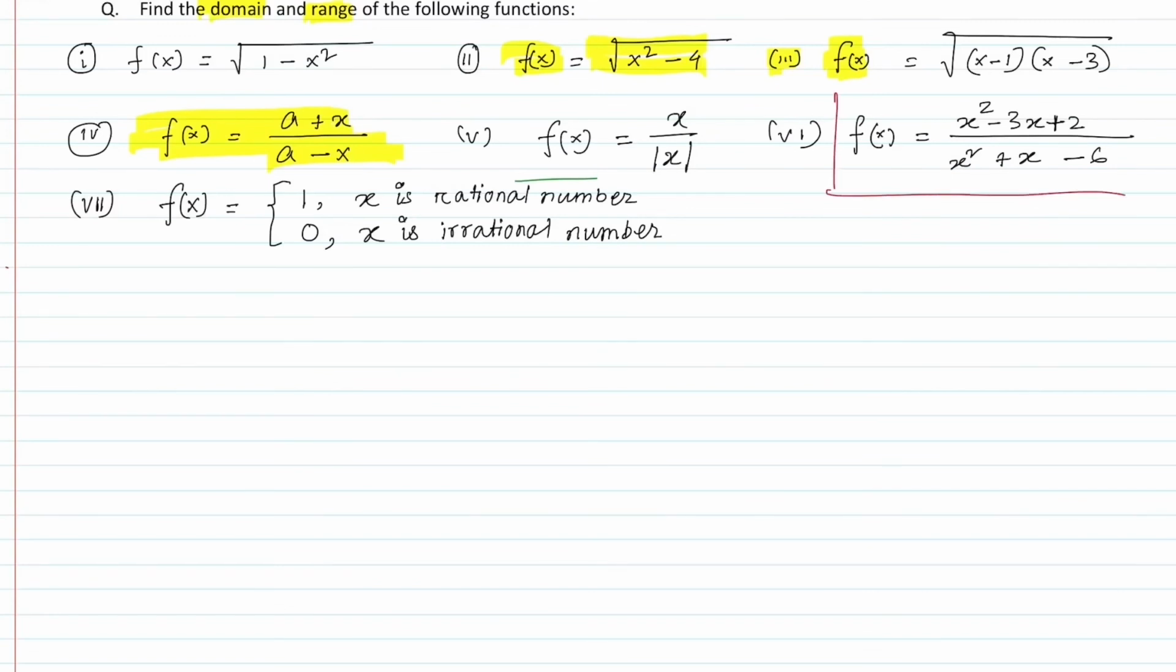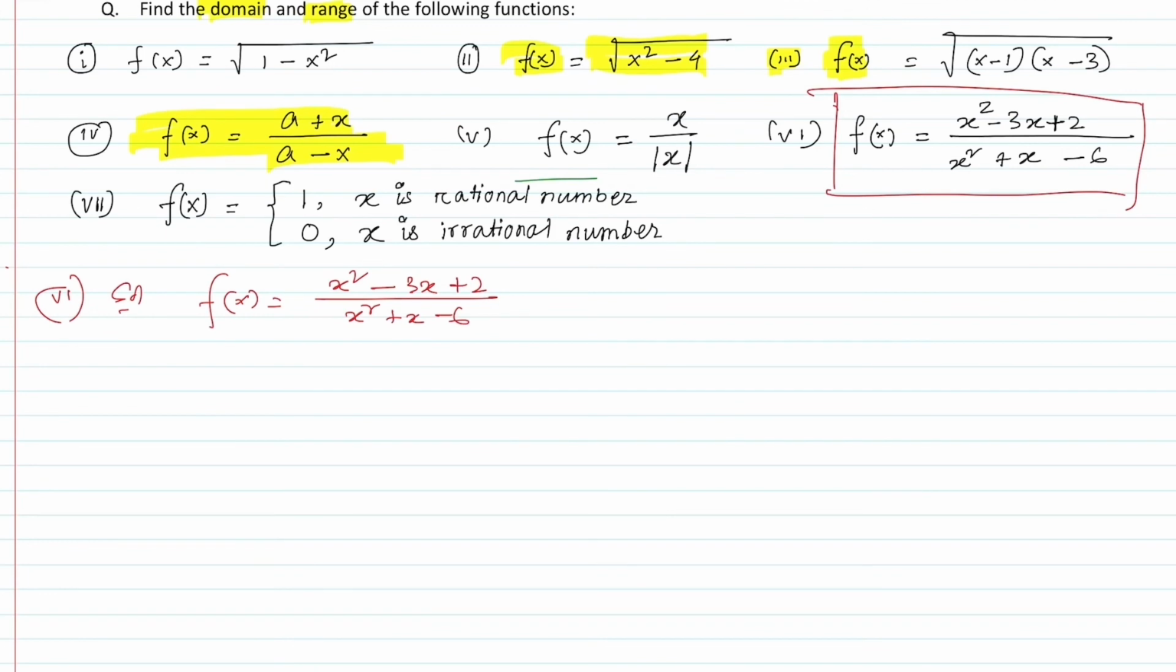So our next function is f of x is equal to x square minus thrice x plus 2 by x square plus x minus 6. Okay, so let me take this function. Solution. So here f of x is equal to x square minus thrice x plus 2 divided by x square plus x minus 6. If we factorize these two quadratic polynomials, we will get x minus 1 into x minus 2, by x plus 3 into x minus 2.